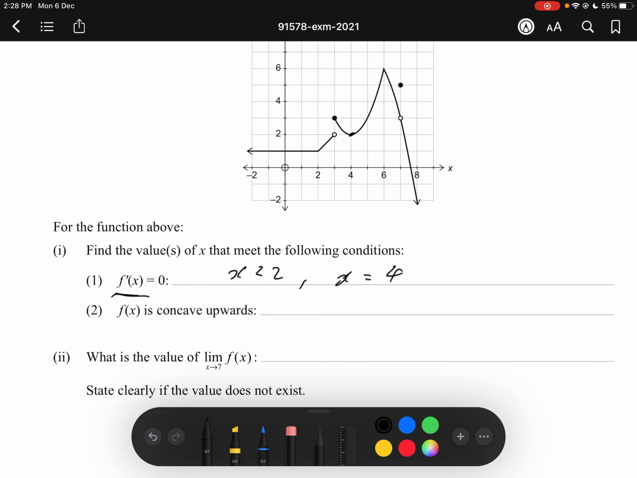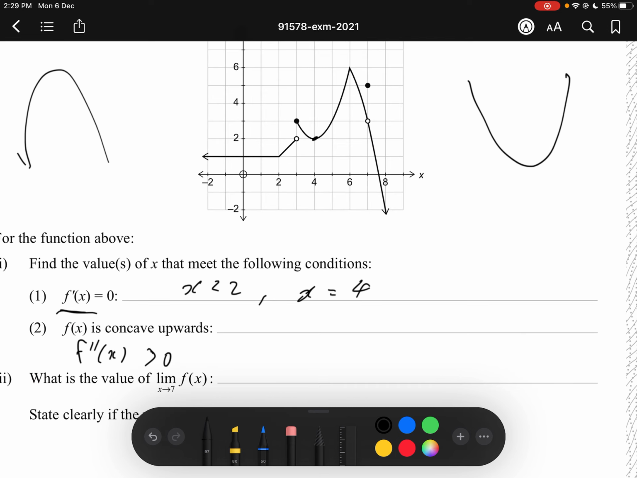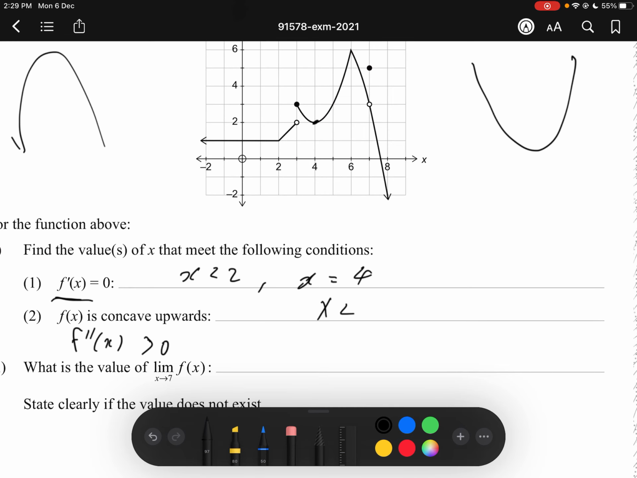Number 2 is f of x is concave upwards. Concave upwards means that the second derivative is greater than 0. I like to remember concave upwards as it looks like a happy face, and when it's concave downwards, it looks like a sad face. So in this case, we're going to look in between x equals 3 and x equals 6, where we do see that it is concave upwards. So we're going to say x is less than 6, but x is greater than 3.